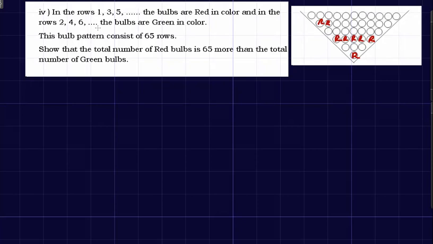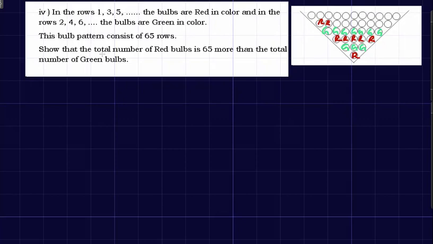And in the even-numbered rows, what's there? There are green bulbs. So in row number 2, it's going to be green, green, green. Then row number 4, it's going to be green, green, green, and green here. And that pattern continues. This bulb pattern consists of 65 rows.